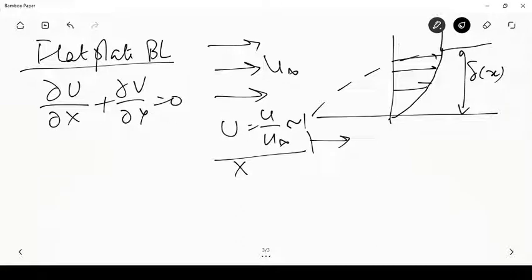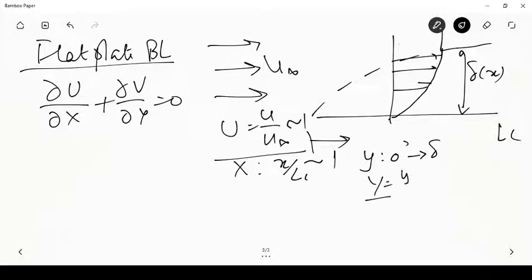Similarly, x is varying from 0 to LC, if LC is the characteristic length of the plate. So x varies from 0 to LC, so x by LC is going to be of the order of 1 again. Similarly, y is going to vary from 0 to delta. Okay, so y by LC is going to vary from 0 to delta by LC. So Y will be of the order of delta by LC. Okay, that is the range of that.